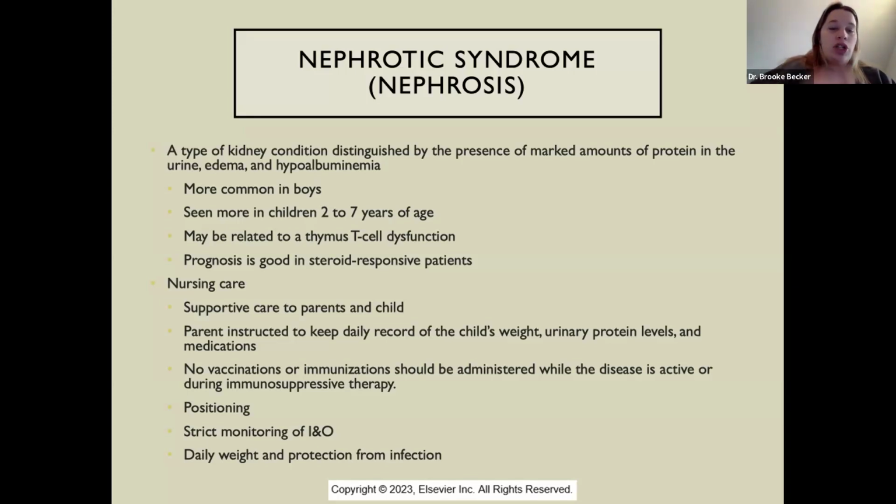Positioning to help reduce the amount of edema, and then strict I&O. So anything that these kids take in and have for output needs to be meticulously kept track of. Daily weights, and then obviously preventing infection as well. Since there's that T cell dysfunction, that's a part of it. They're going to be at more risk, plus they're going to be on steroids, which is even more risk.